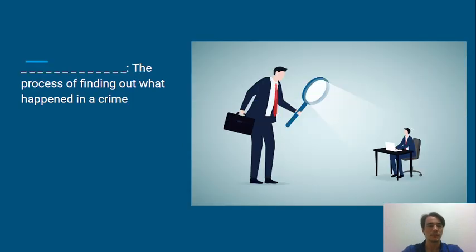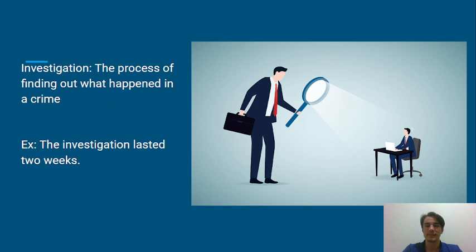Next one, the process of finding out what happened in a crime. So we know some crime happened and we need to find out who did it and what happened, the evidence and stuff. This whole process is called investigation. In a sentence, the investigation lasted 2 weeks. Next word.